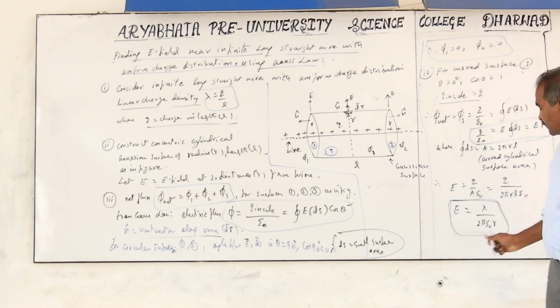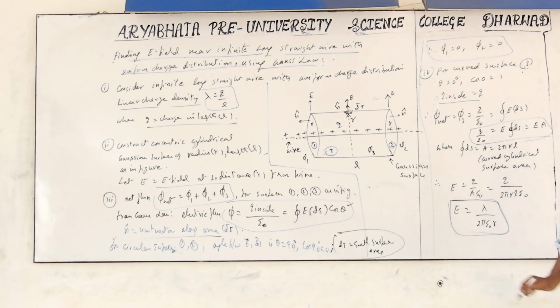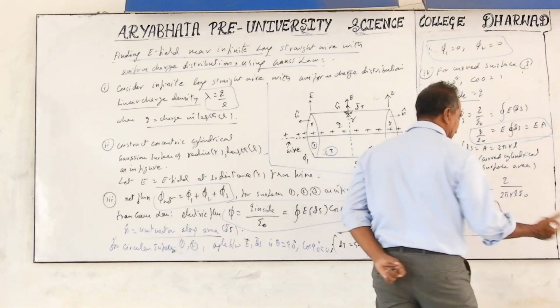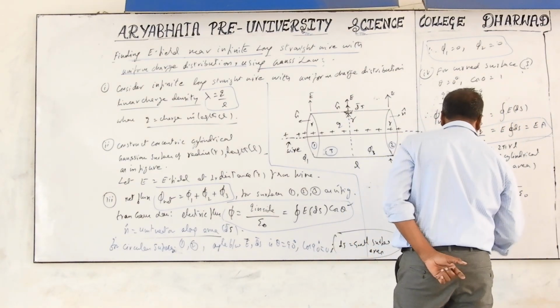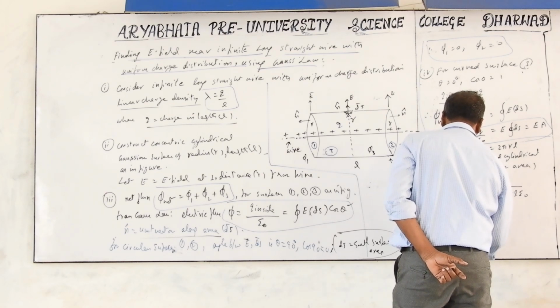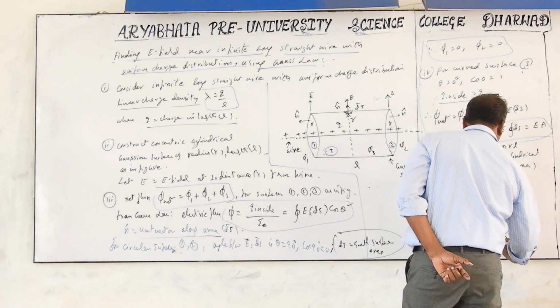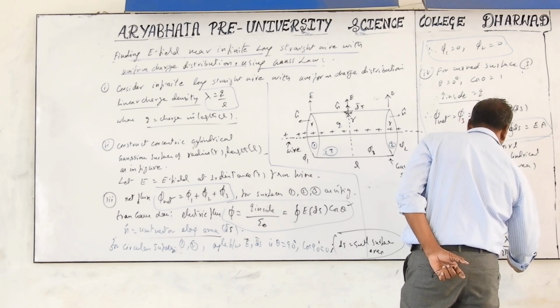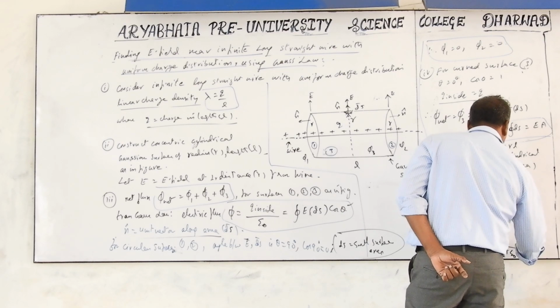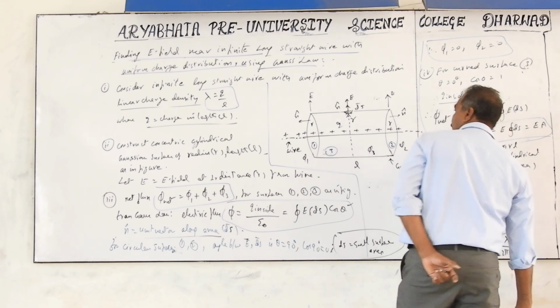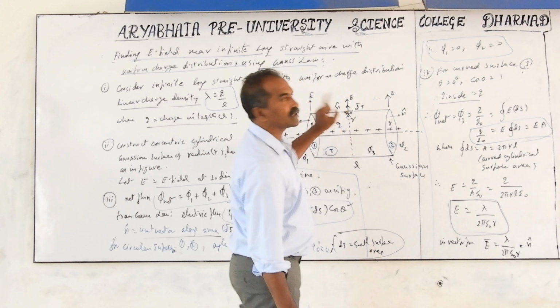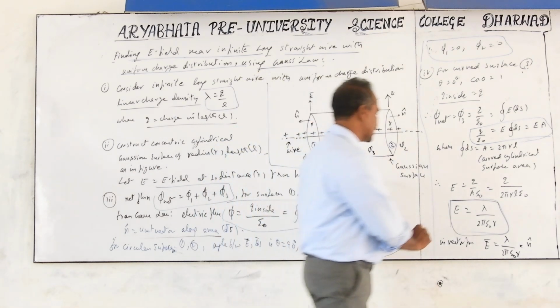You don't have to substitute pi as 3.14 and epsilon as 8.854 into the power of minus 12. All that substitution is not required if you already know the value of 1 by 4 pi epsilon. In vector form, we can write E bar is equal to lambda by 2 pi epsilon naught into R into n cap. N cap is a unit vector perpendicular to this.